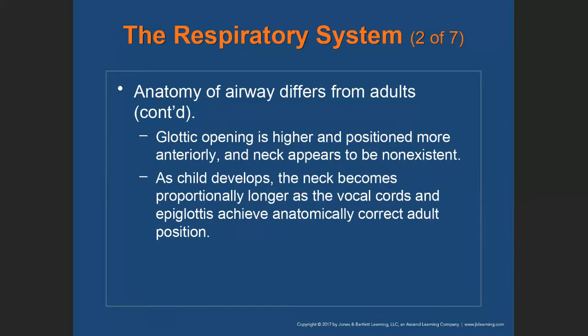The glottic opening is higher and positioned more anteriorly, and the neck appears to be non-existent. As a child develops, the neck becomes proportionally longer as the vocal cords and epiglottis achieve anatomically correct adult position.